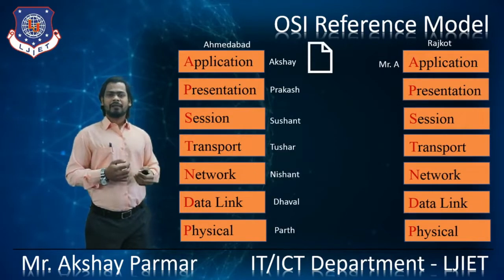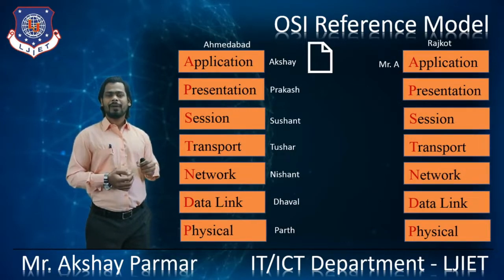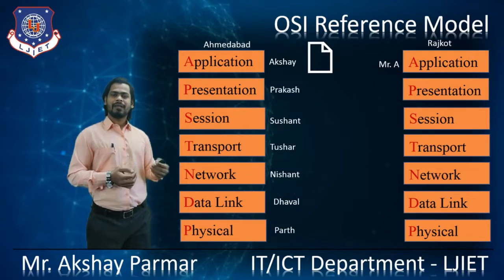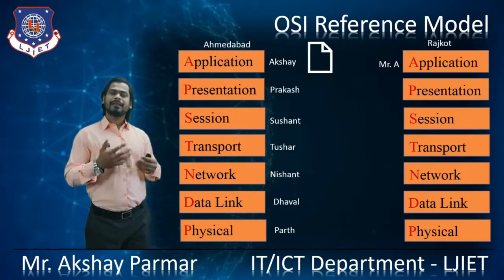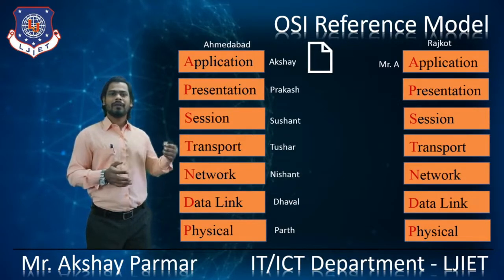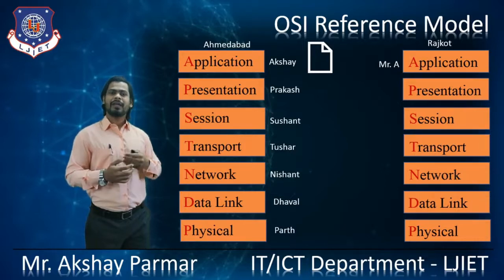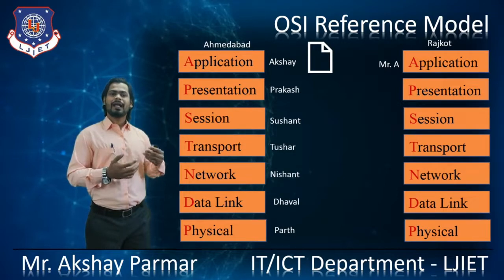I understand English only, and Mr. A is a local vendor who will understand only the local language, which we can say is Gujarati only, right? So if I have written a document in the English language, how will Mr. A understand that document? Let's see the background process, how the data from my company will transmit to the company of Mr. A, which is located at Rajkot, in the context of the OSI reference model architecture.